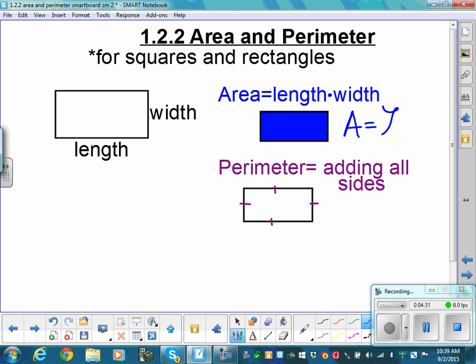Area is equal to, that's an L. Yes, my students argued all last year. That is not an L, that's a Y. That's a fancy L. That's what I'm going to write my L's. Length times width. So area is equal to length times width. That's why I'm going to write it shorthanded.